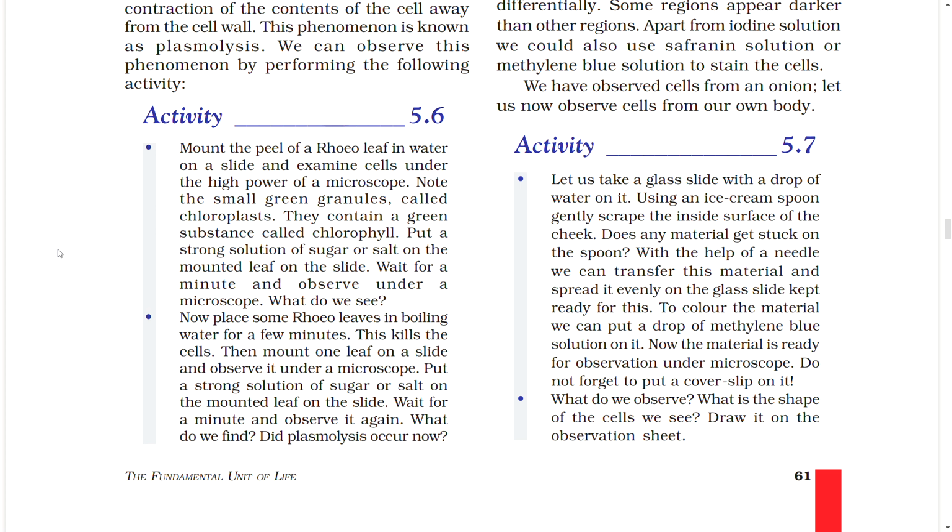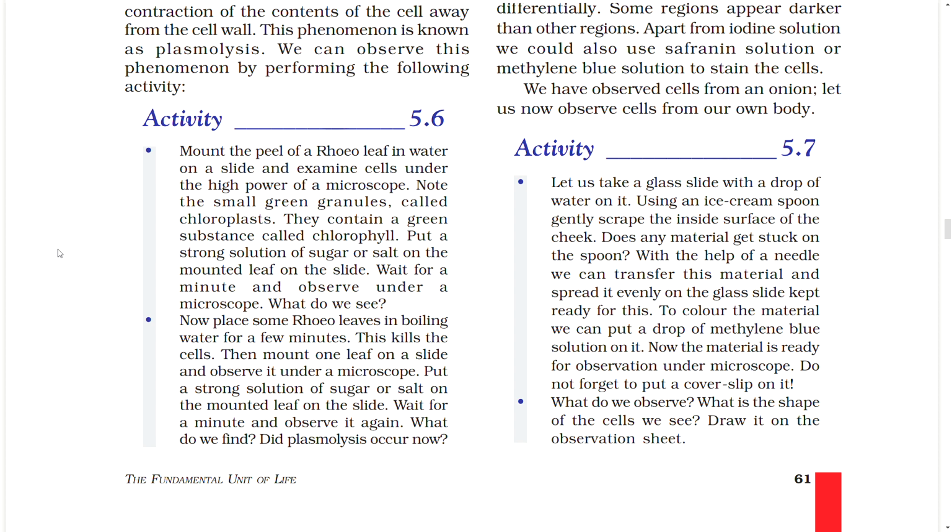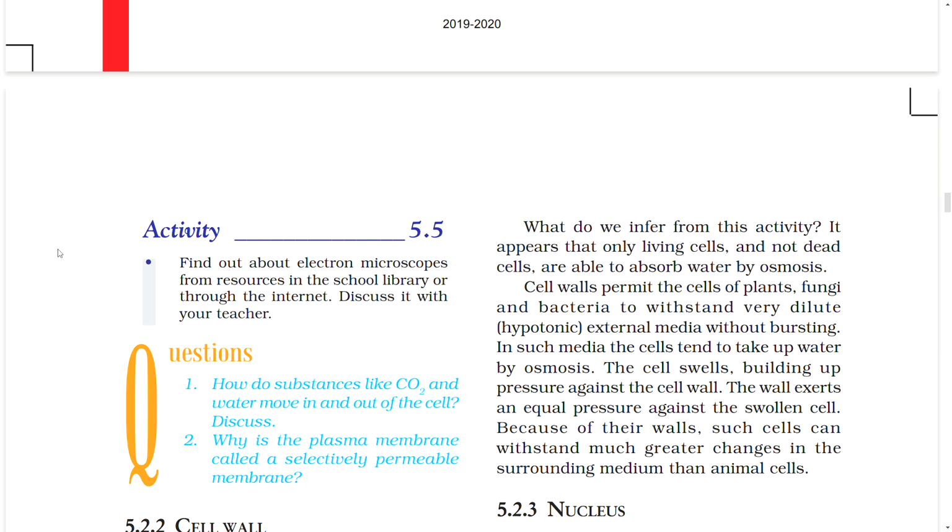What do we see? Now place some Rhoeo leaves in boiling water for a few minutes. This kills the cells. Then mount one leaf on a slide and observe it under a microscope. Put a strong solution of sugar or salt on the mounted leaf on the slide. Wait for a minute and observe it again. What do we find? Did plasmolysis occur now? What do we infer from this activity? It appears that only living cells and not dead cells are able to absorb water by osmosis.